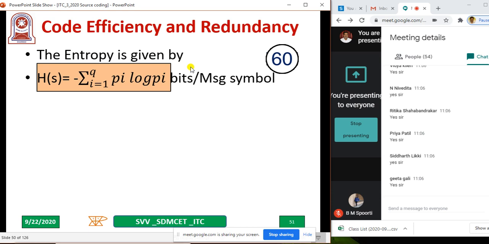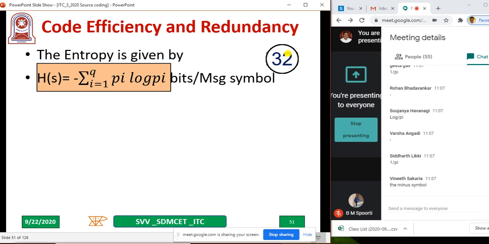The entropy is given by H of S equal to summation PI log 1 by PI bits per message symbol. I think something is wrong here. It should be 1 by PI, no? Is it correct or not? We have discussed PI log 1 by PI, but I have written PI log PI. Log 1 by PI should be there. Very good.